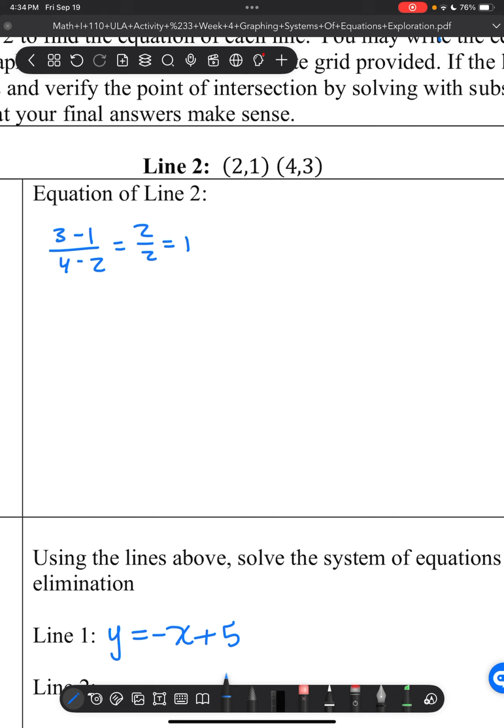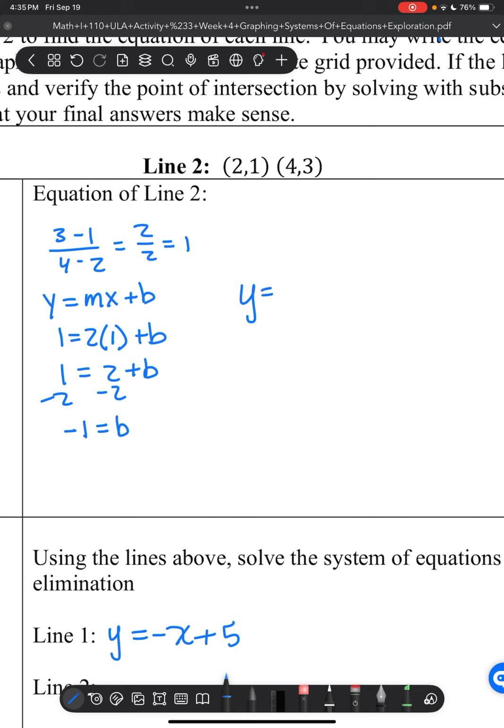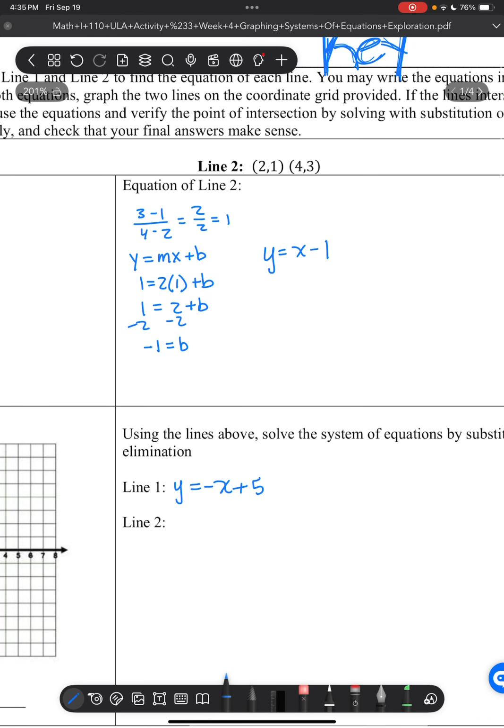So again, we're going to plug in. By doing that, I'm going to do (2, 1). 1 is going to equal 1 times 2 plus b. Again, we're doing this form. So now 1 times 2 is 2, right? Then to get rid of that 2, we're going to subtract 2, leaving us a negative 1 equals b. So that means we have an equation of y equals x minus 1. All right, so we have our line.